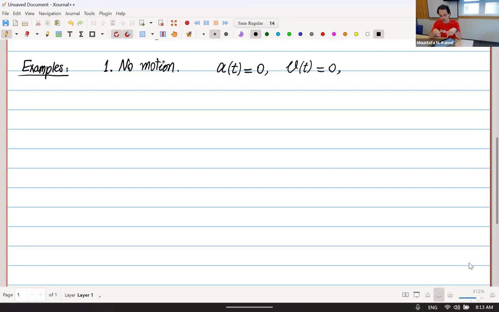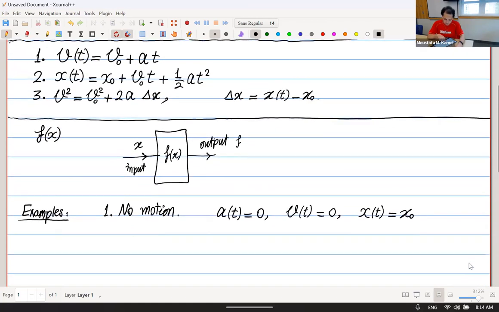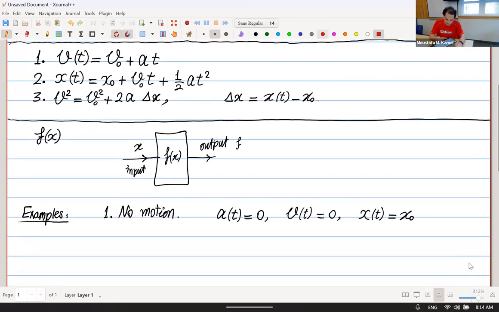So now acceleration is equal to 0. After 2 seconds, still 0. I'm still sitting here. And my position at any moment of time is equal to the initial position that I already had. And this follows from the equations above. If you set a equal to 0 and v equal to 0 in this equation, you will get x as a function of time is equal to x naught. So it's just a special case from the above equations.